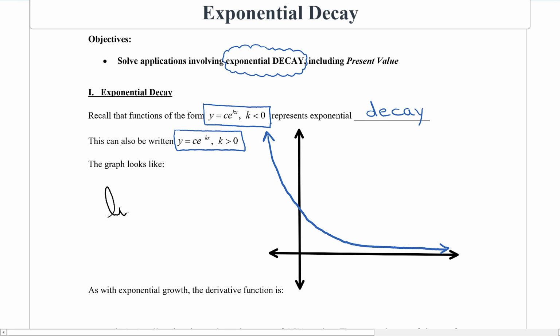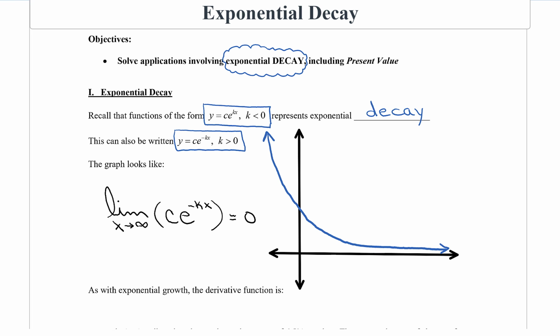Next to this graph, I'm going to write the limit as x approaches infinity of the function ce raised to the negative kx power equals 0. If we look at this graph, we can see that as x is approaching infinity, this function is approaching 0.